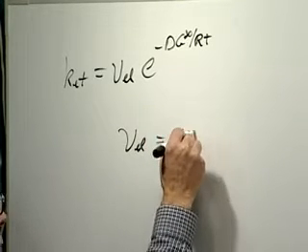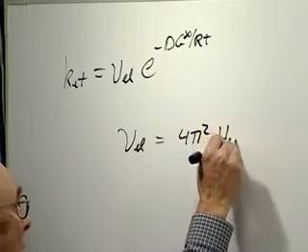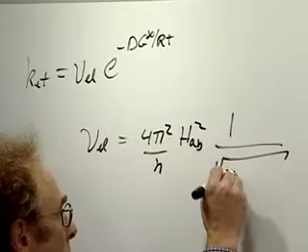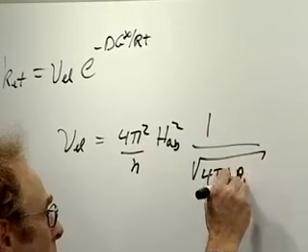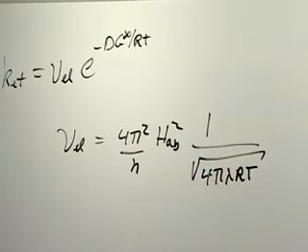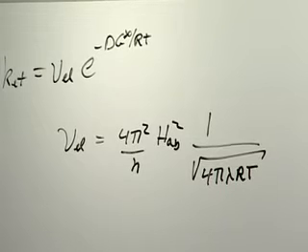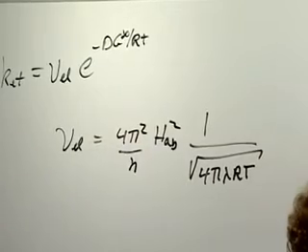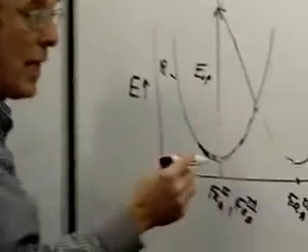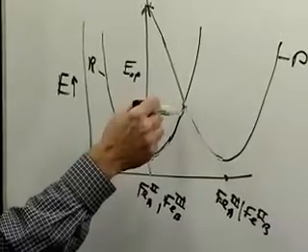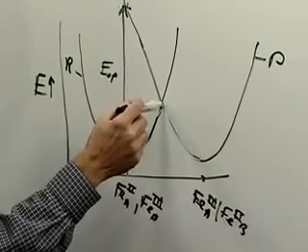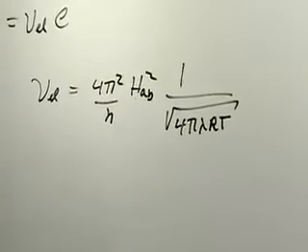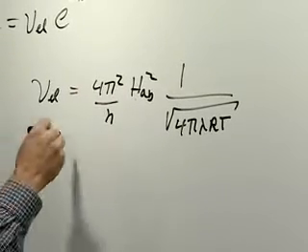It's going to be 4 pi squared HAB squared over h times 1 over the square root of 4 pi lambda RT. Okay? HAB is the interaction term between these two states. This is one state and these are another state. And as we're going to see with quantum mechanical considerations, they're going to interact. And their interaction is going to be this HAB. And this is going to tell you.